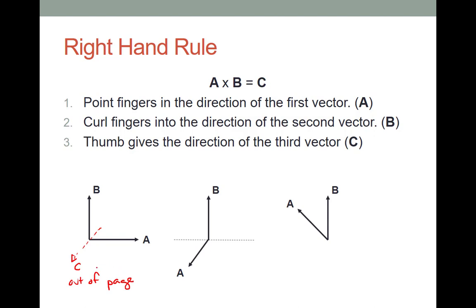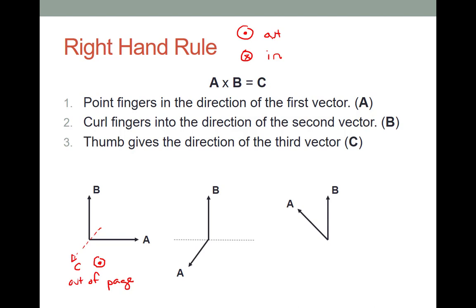You might see notation for out of the page that looks like a circle with a dot in it. This is the arrow notation. So if you see this, it means out. And if you see this, it means pointing in. Again, it's called the arrow notation. When it's pointing out, it looks like an arrow coming towards you. You're looking at the tip. When it's pointing in, you see the fletching, so it looks like a cross.